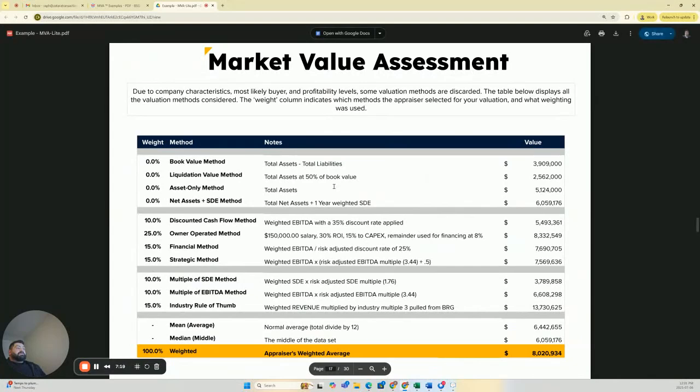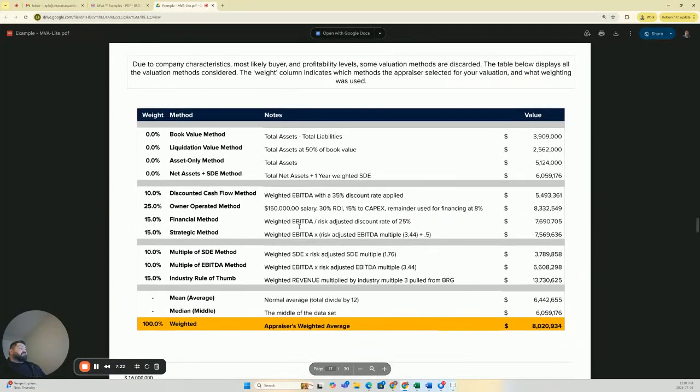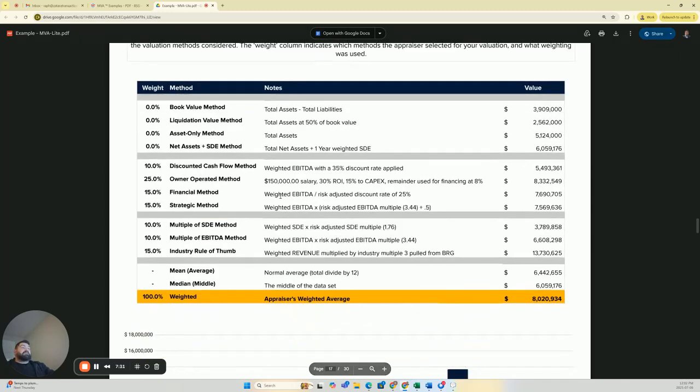And then, okay, so then we have all of our different methods. Right now there's 11 in this one. I don't know if we've added more to the MVA, but there's 11. So you've got all the different typical formulas we use for calculating the value of a business, right? So we'll start at the top. These are all asset approaches. Or cost approaches. There you go. So you got your book value, liquidation value, asset only, net assets plus SDE. So these are all the typical asset approaches or cost approaches.